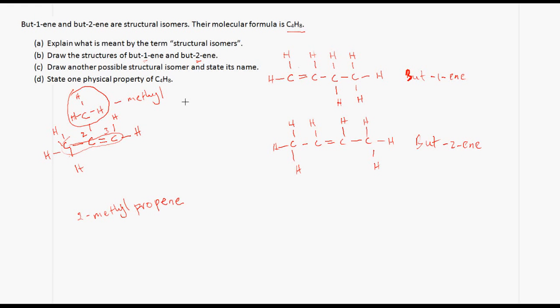So the last part of the question asks, state one physical property of C4H8. Now we know that in any homologous series, the physical property changes as we move down the homologous series. So we may start off with a gas, then move to a liquid, and then to a solid. Now C4H8 is butene, and most likely it will be a gas.